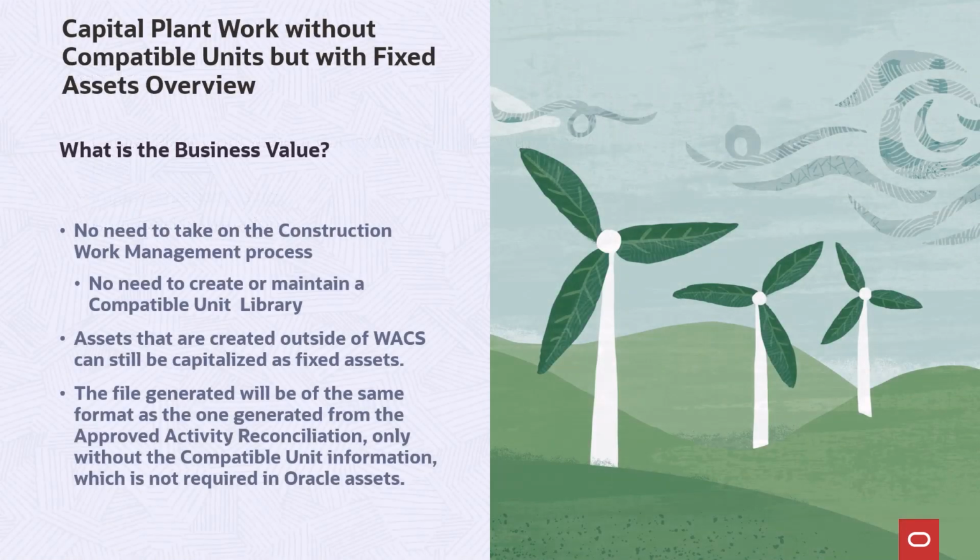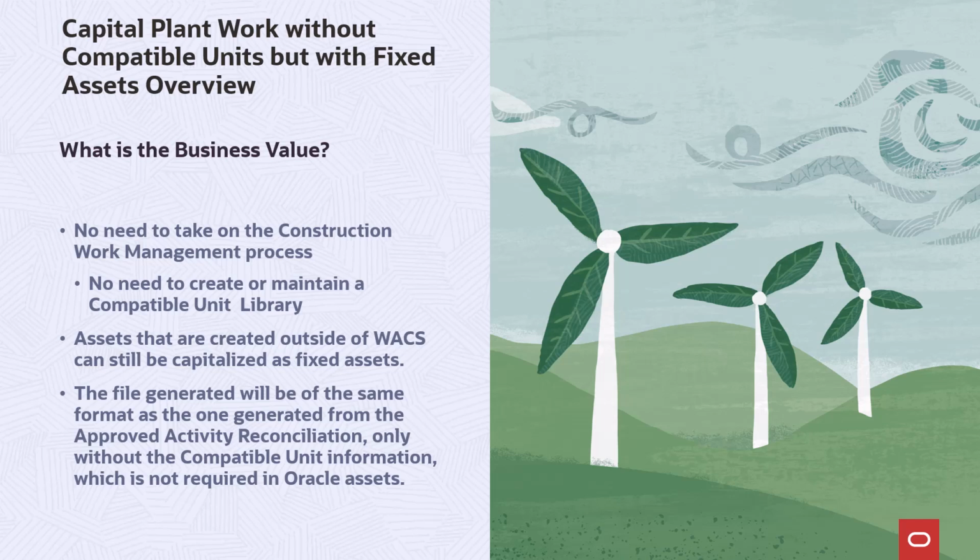Prior to this release, if there was a need to report fixed asset information to an external system, other than a custom integration, the only solution was to fully embrace the construction work management process. That meant building up a compatible unit library and using a whole different subset of portals related to construction work management. That also meant if the asset was not built or installed via the construction work management process, resulting in an approved activity reconciliation, it could not be reported as a fixed asset via the baseline integration.